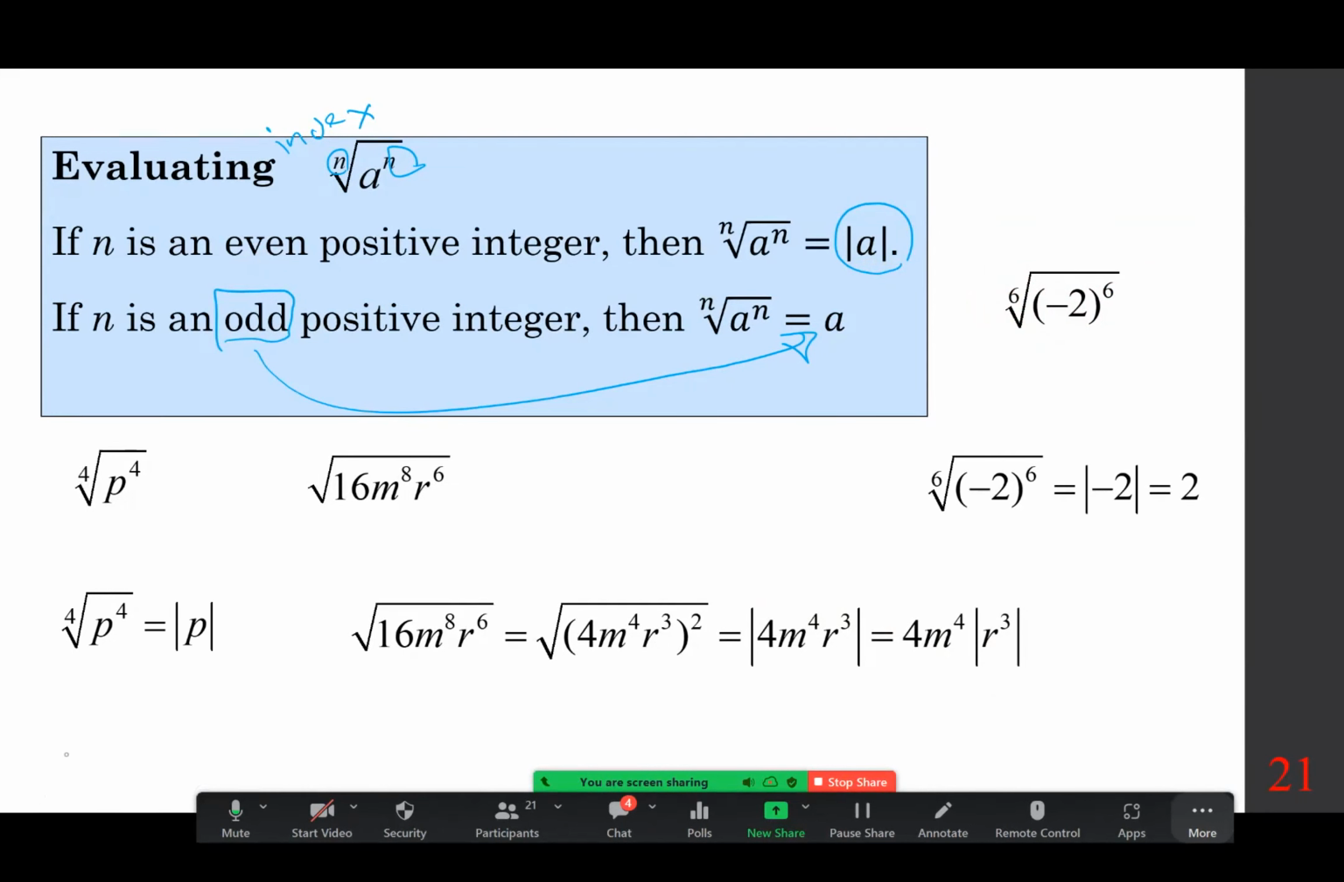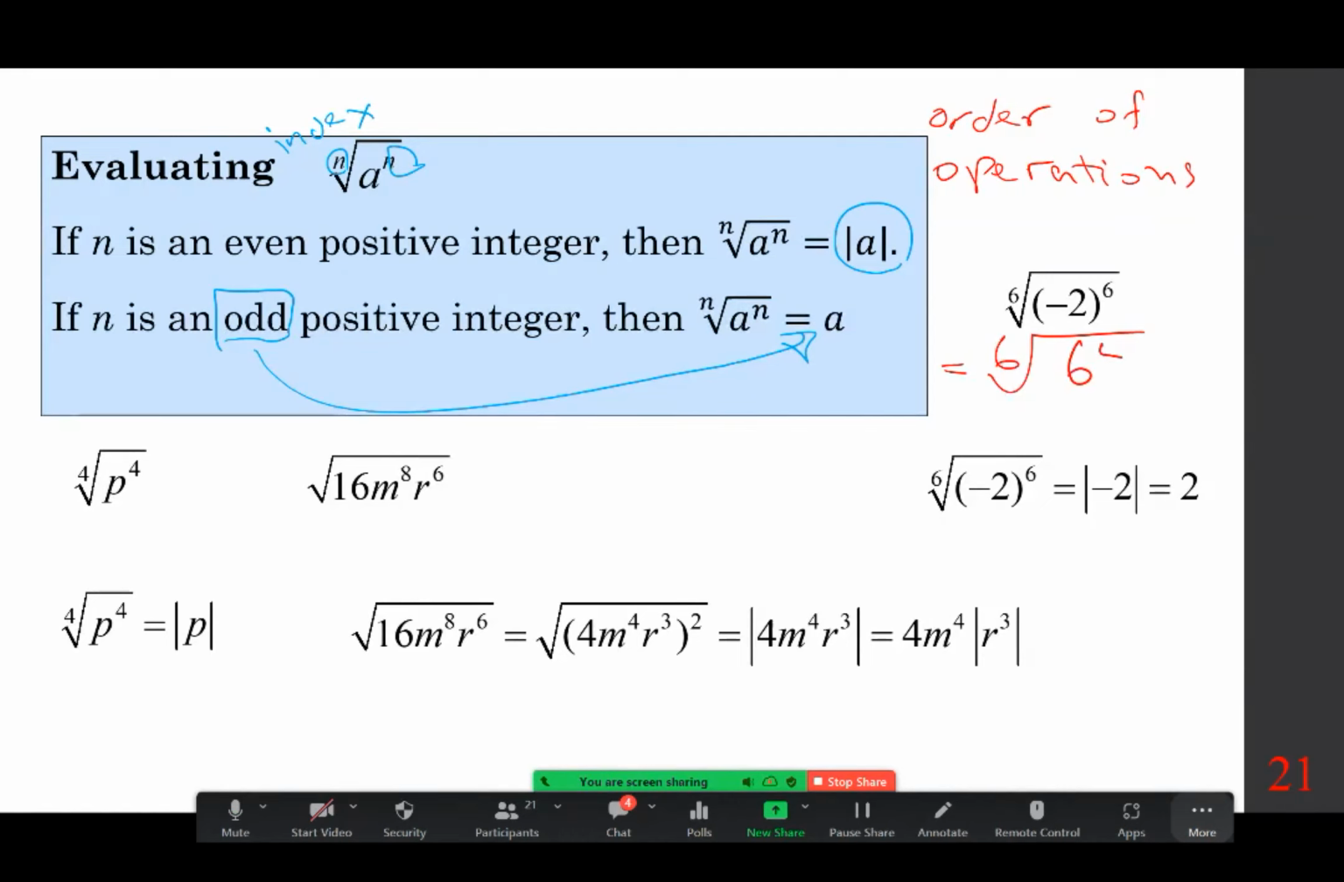Let me show you. Order of operations. This one is the sixth root. First, you raise this to the power of 6. That makes it positive 64. The sixth root of positive 64 is positive 2. Okay, and that's extremely important to pay attention to.